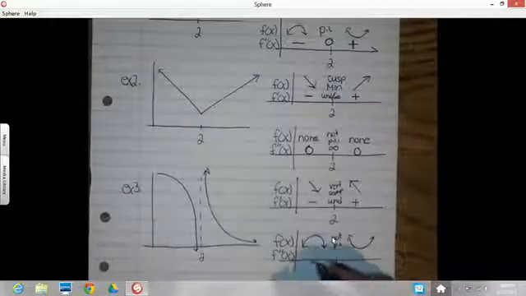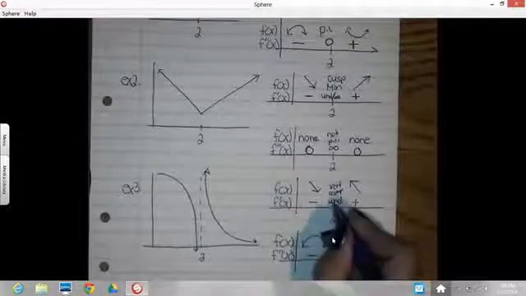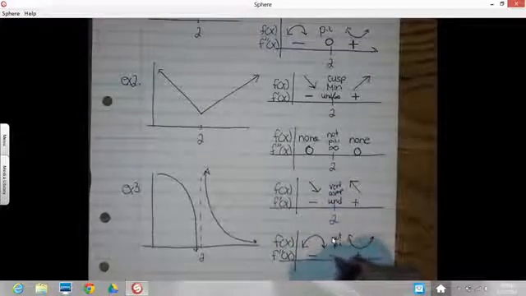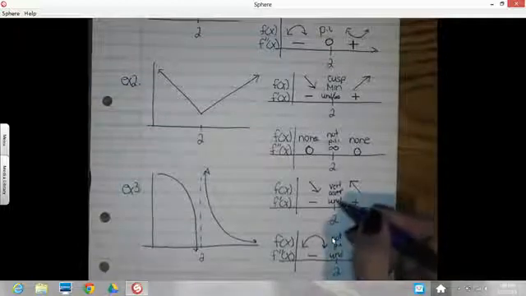Okay, second derivatives would be negative and positive. The second derivative would be undefined. You can't go from an undefined to a defined value. It's impossible. So if it's undefined in the first table, it's going to be undefined in the second table.